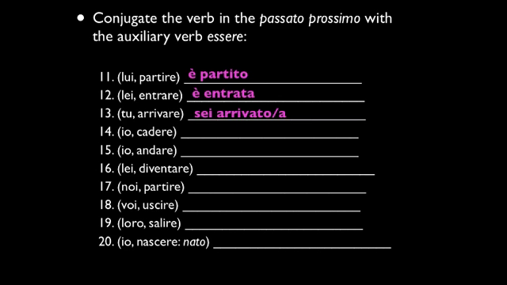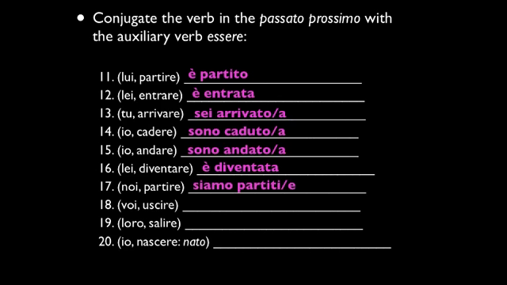Number 14, io sono caduto o caduta. 15, io andare, sono andato, sono andata. 16, lei diventare, è diventata. 17, noi partire, siamo partiti o partite. 18. Voi uscire? Siete usciti? Or siete uscite? If you're talking to a group of women, siete uscite with an e at the end. 19. Loro sono saliti o salite. And 20. Io sono nato, sono nata.